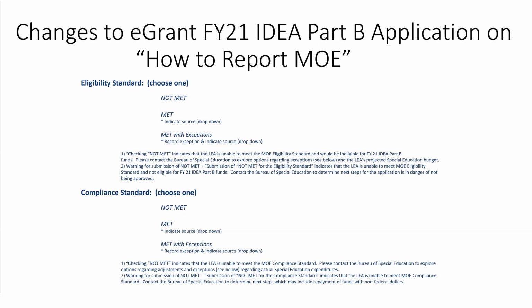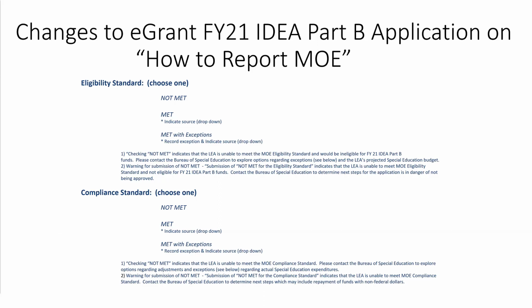For compliance standard, you're going to choose one, just like the eligibility standard. It's going to be either not met, met with exceptions. And as a side note, again, you're going to be taking the information from your version 1.4 extended around the eligibility. And for the compliance standard, you're going to be using your 1.3 version.